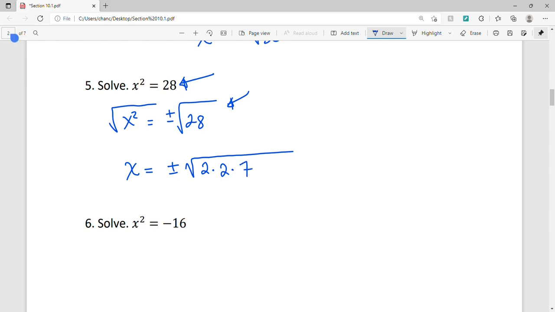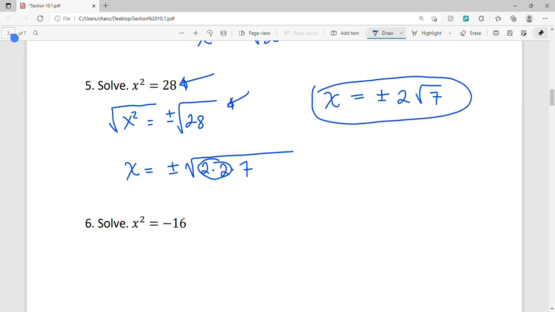And you could always double check. 2 times 2 times 7 is 28. So that looks good. We're looking for groups of 2. I have one there. So this simplifies as x equals plus or minus 2 root 7. Again, we have two solutions, -2 root 7 and +2 root 7.